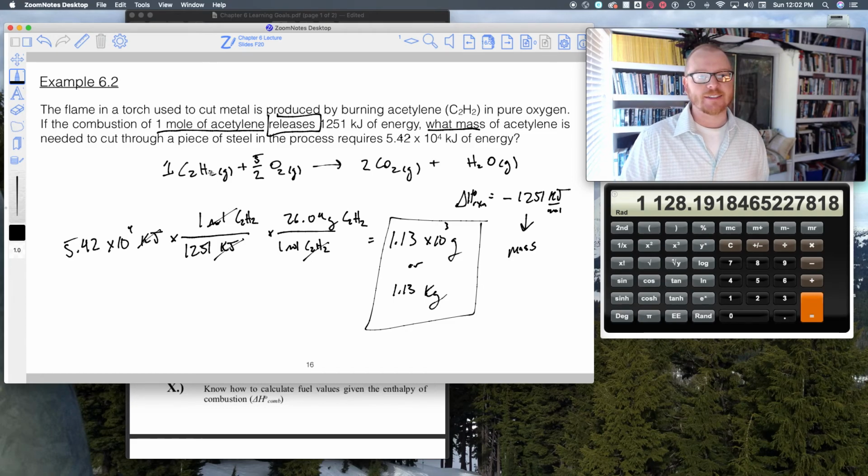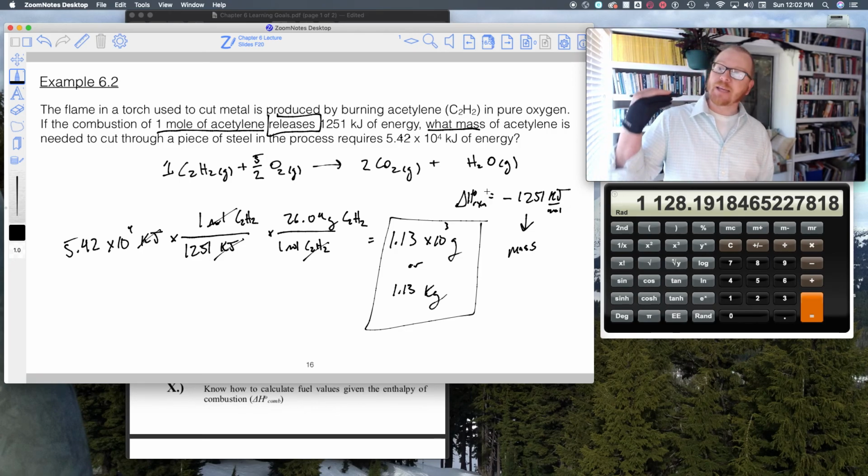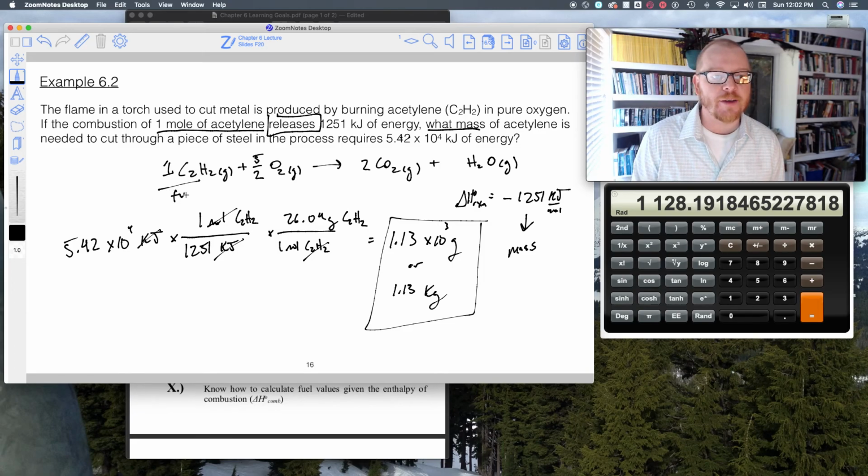And so that means since that's my fuel source, then really that's what I need to use. It's not about how much CO2 I make or how much H2O I make, because I'm using this reaction to generate energy. And so the acetylene is my fuel. So that's really how much I need to consider using for this reactant. Okay? So that's why we're asking what mass of acetylene is needed.